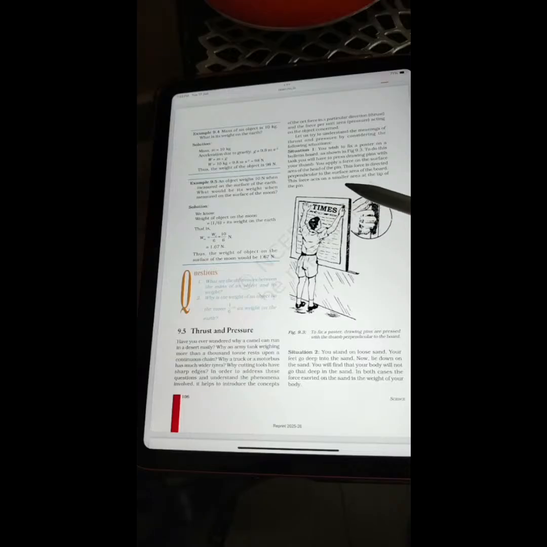This force acts on a smaller area at the tip of the pin. So the same thing has been written here along with Figure 9.3. To fix a poster, drawing pins are pressed with the thumb perpendicular to the board.